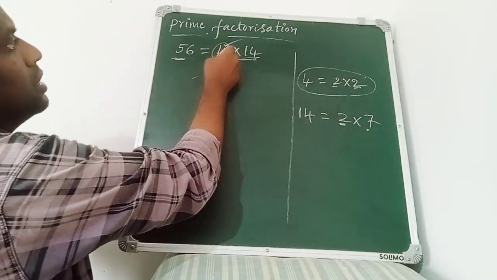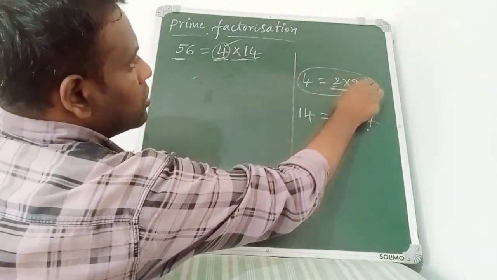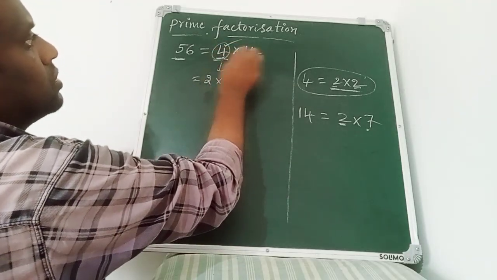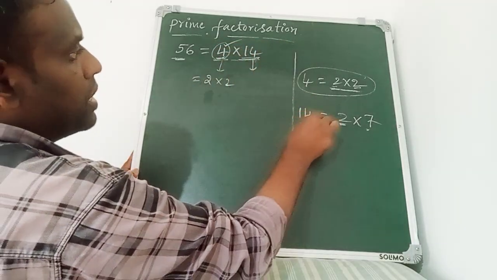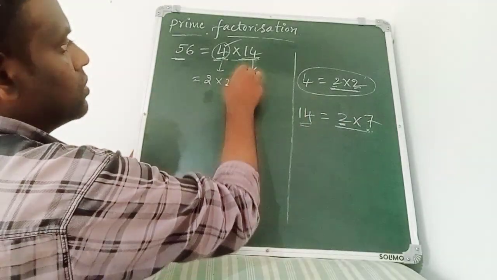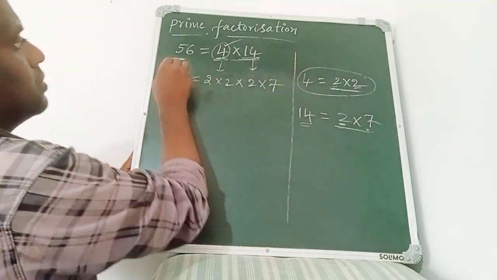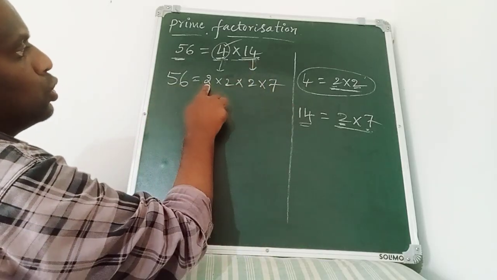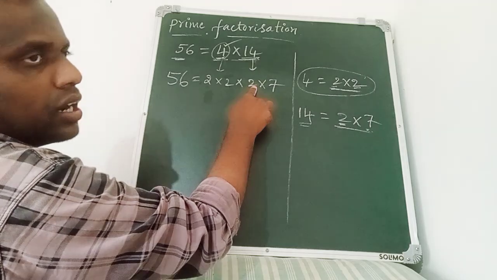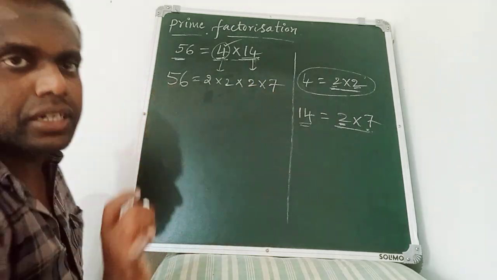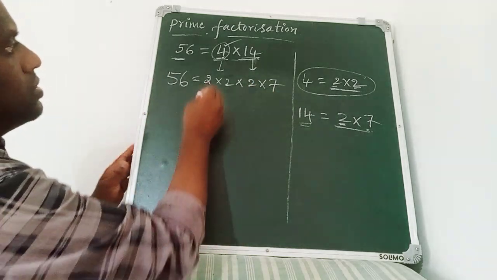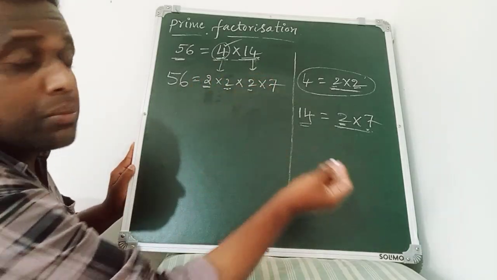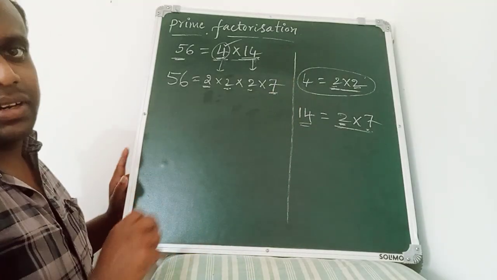Now come here. In place of 4, whatever we have, you have to write here. So 2 into 2. This is done. Next take 14. In place of 14, whatever we have, write that. 2 into 7. See, 56 is equal to 2 into 2 into 2 into 7, because 2 twos are 4, 4 twos are 8, 8 sevens are 56 we will get. Now we see 2 is a prime number, this 2 is a prime number, this 2 is also a prime number, 7 also a prime number.